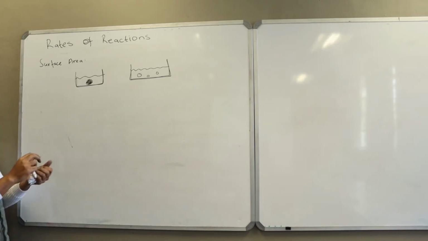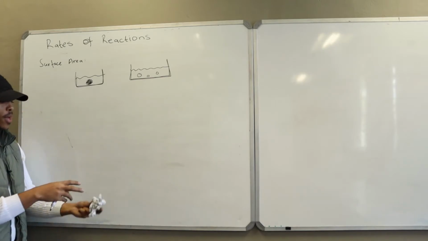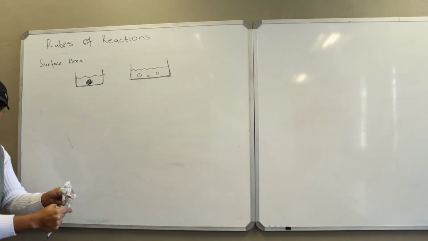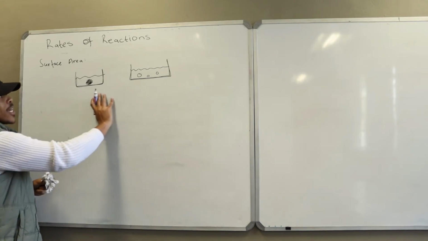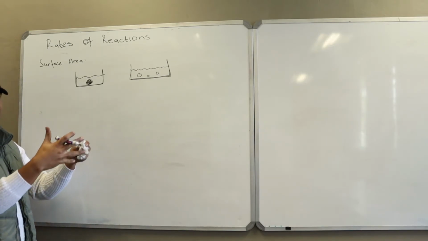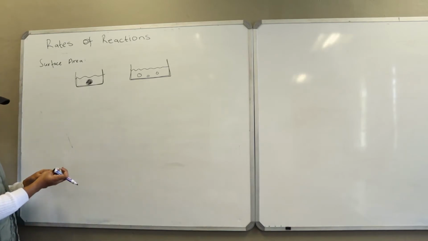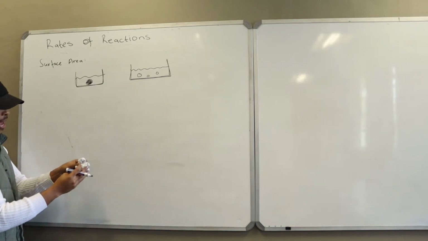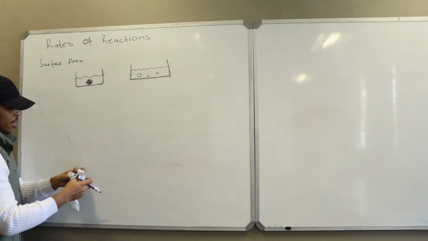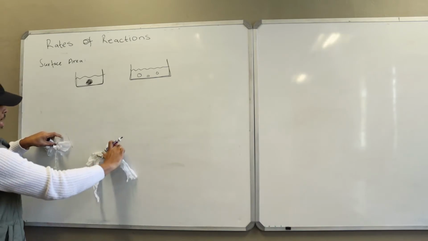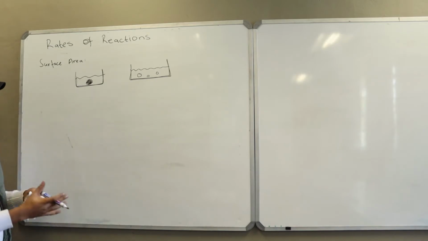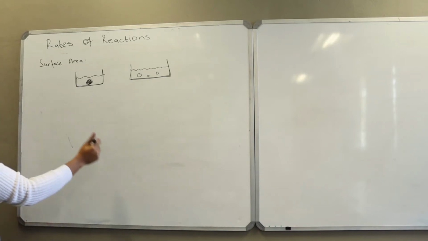So remember, we have a solution, right? And we have a solid, and it's in the solution. So the reaction is happening on the surface of the solid, right? So when you break the solid up into smaller pieces, what you're doing is you're increasing the surface area. What does that mean? It means the reaction is not only happening here, but it's also happening there, it's also happening there, and there. Right? So what does this mean in terms of collision theory?